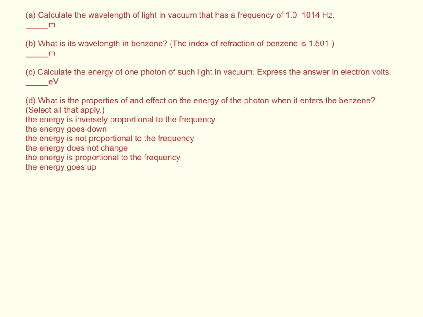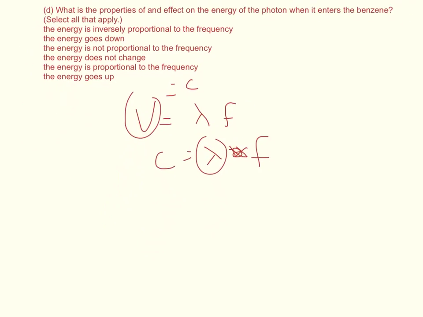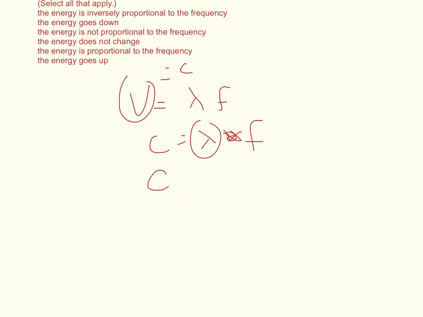So for part 1, we're going to use velocity is equal to the wavelength times the frequency. And then we're going to define the velocity in a vacuum is equal to c. So c is equal to the wavelength times the frequency, or if you want, you can put the Greek letter nu for frequency. I prefer f because I have sloppy handwriting. Now we want to know what the wavelength is, and so what we'll have to do is divide by the frequency.